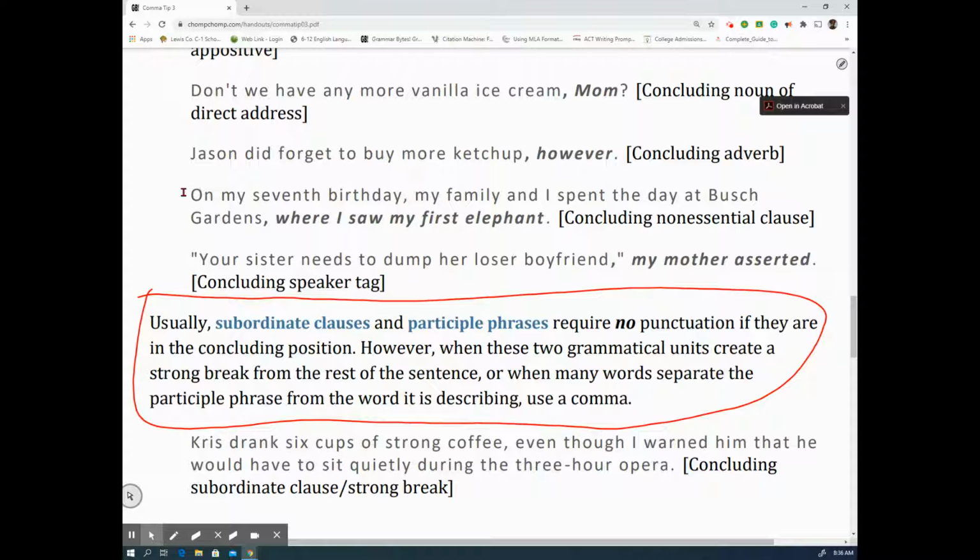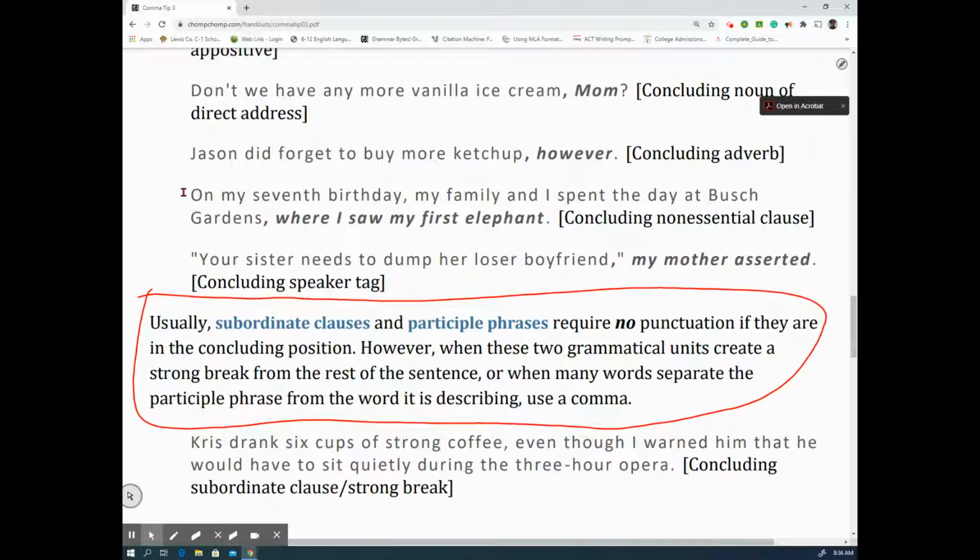position. If they are starting a sentence, they always are going to require a comma, but if they're on the end of the sentence, again, typically they don't. However, as it says here, when these two units create a strong break from the rest of the sentence, or when many words separate the participle phrase from the words it's describing, then you want to use a comma. I'm not sure I can define for you what a strong break is. In my estimation, it's more about the writer's intent.